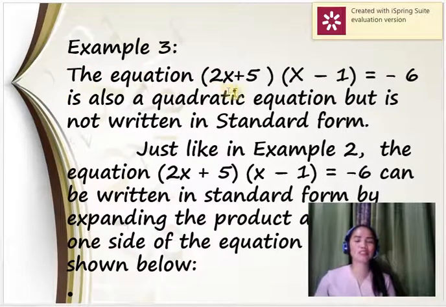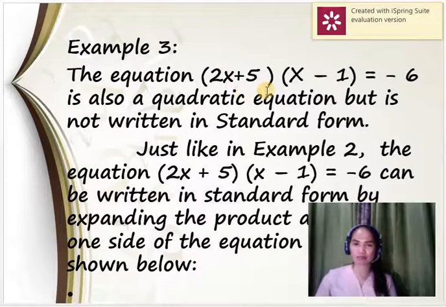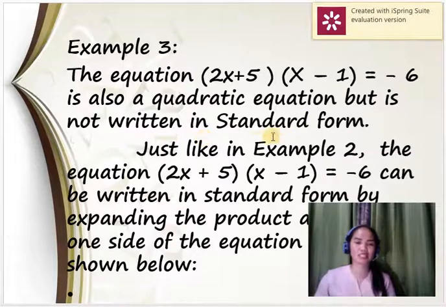Let us have example number 3. The equation (2x + 5)(x − 1) = −6 is also a quadratic equation, but not written in standard form. Just like in example 2, the equation (2x + 5)(x − 1) = −6 can be written in standard form by expanding the product and making one side of the equation 0, as shown on the next slide.